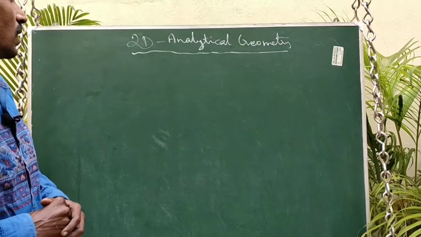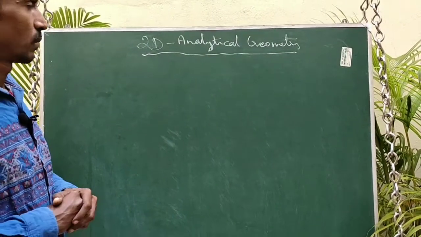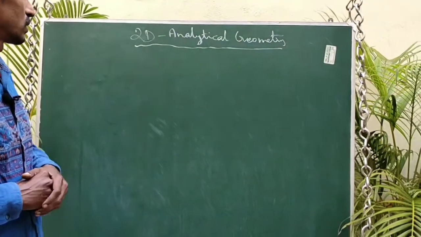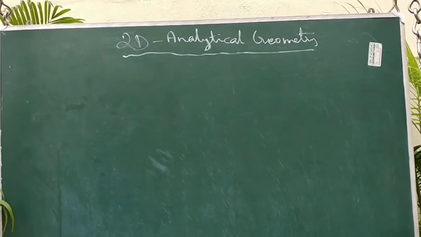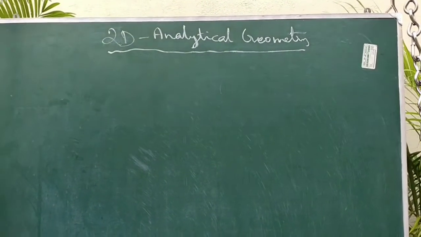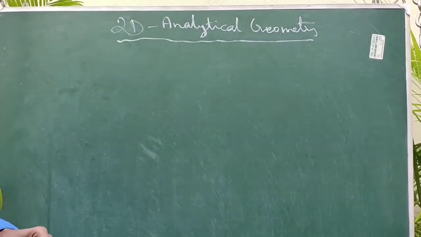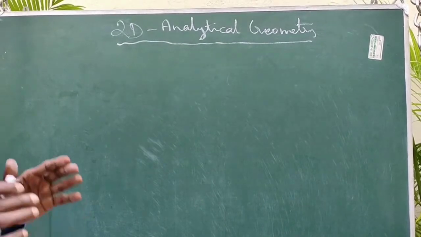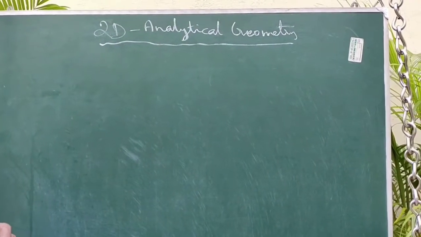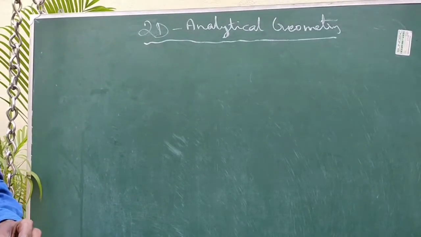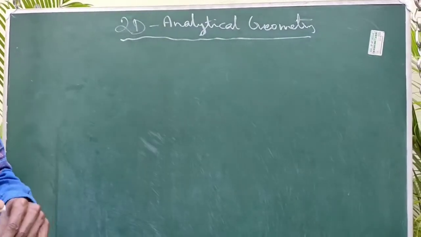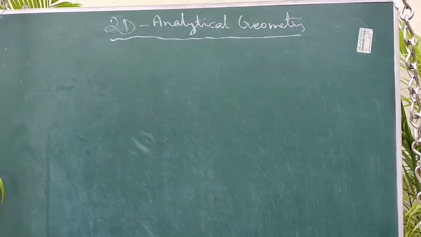My dear students, today we are going to learn about the sixth chapter, 2D, two-dimensional analytical geometry. The very first concept is what is the locus of a moving point. Simply, first remember the definition. The locus of a moving point is nothing but the path traced by the moving point, or simply say, the curve in which the point lies.